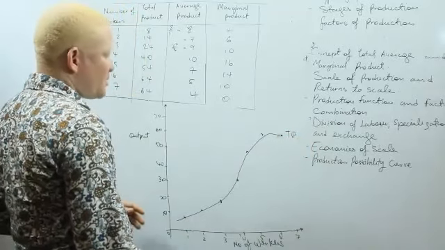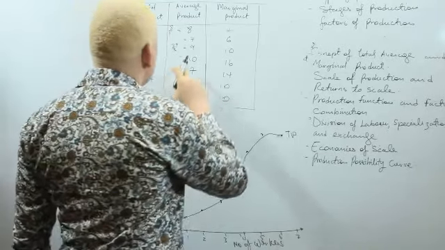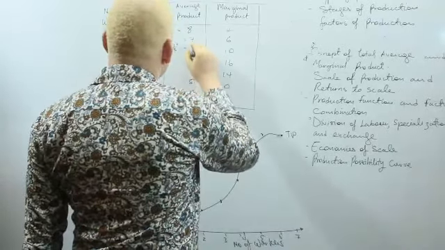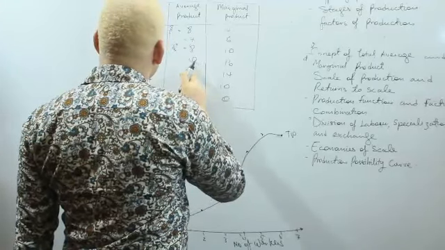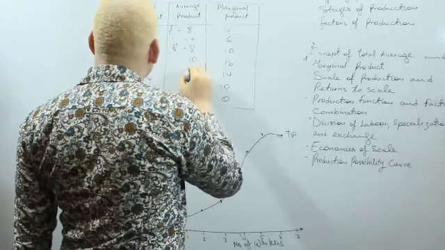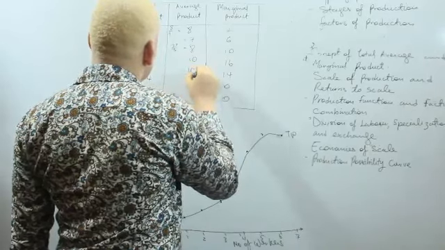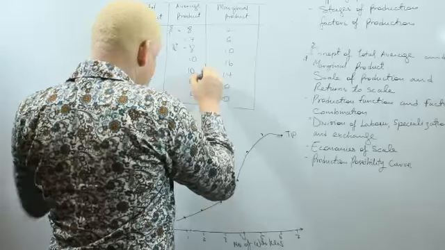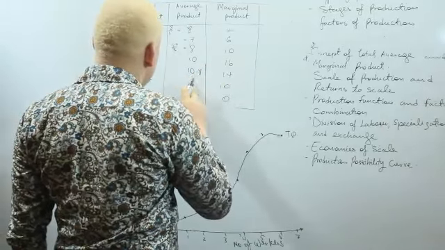For the average product we have 8, 10, 4, 5, 10.8, 64.